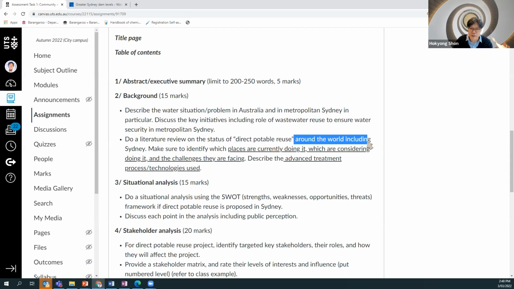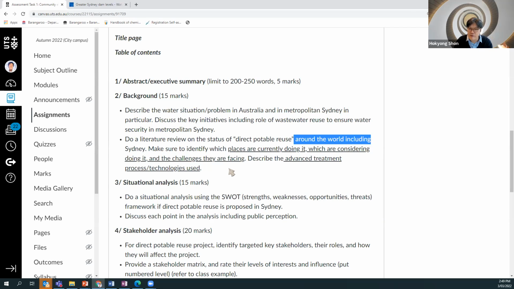Then around the world, including Sydney, make sure to identify which places are currently doing it, which are considering doing it, and what challenges they are facing, and describe the advanced treatment process and technology used. So in Sydney, yes, we have a good wastewater reuse plan. Mostly we recycle water for gardening, laundry machines, or some toilet flushing. That's the main recycling planning.